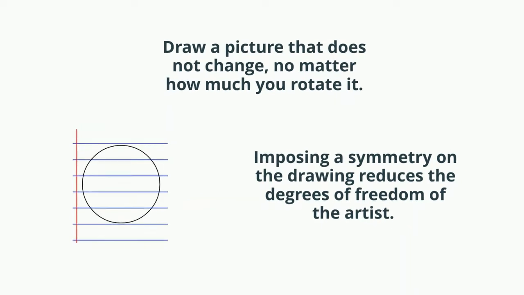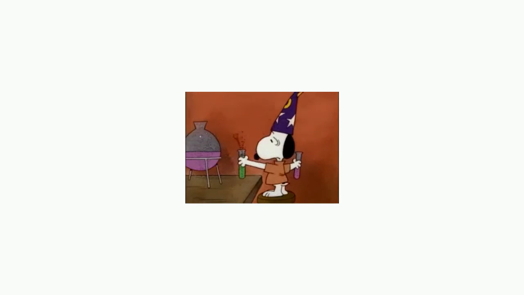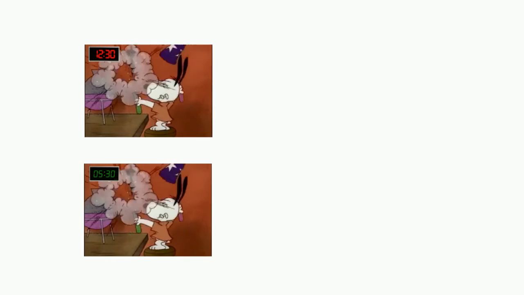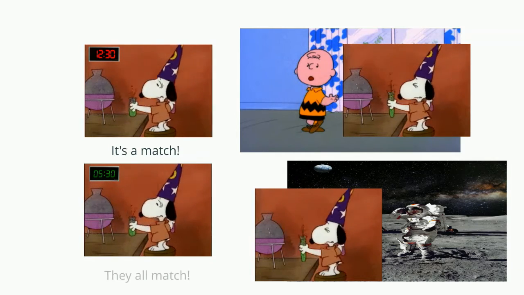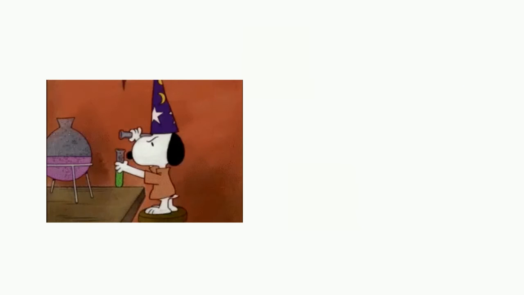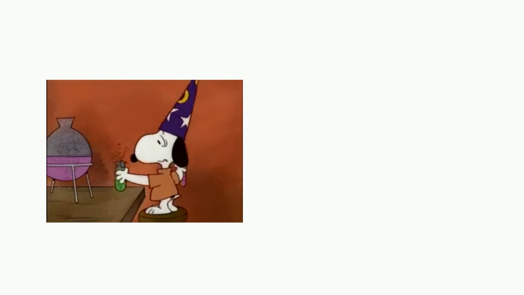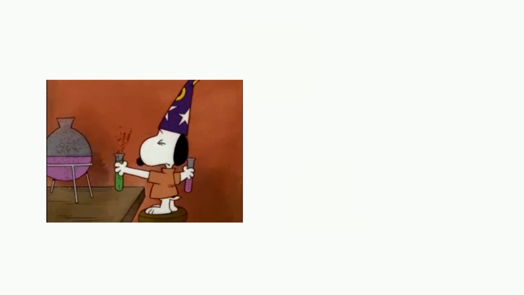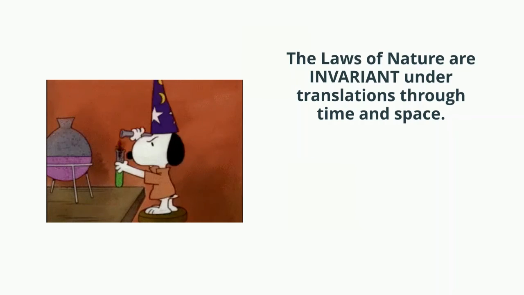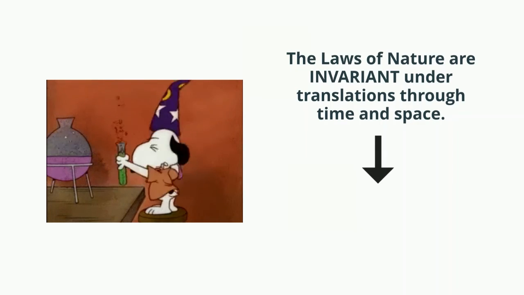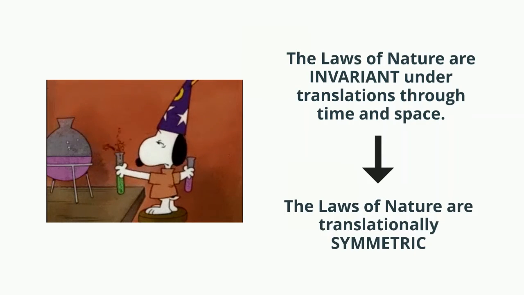When a physicist performs an experiment with a determined outcome, it does not matter at what time of day or what location in space the experiment is performed. It will always turn out the same result. Put in a more suggestive way, the laws of nature do not change through time and space. Even more suggestively, the laws of nature are invariant under translations through time and space. And finally, the laws of nature are translationally symmetric.